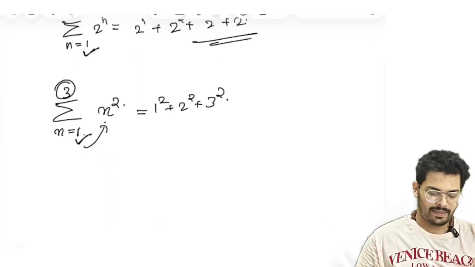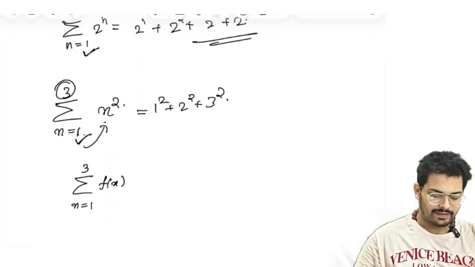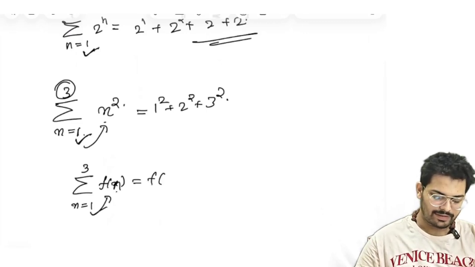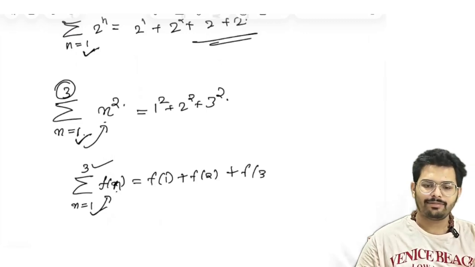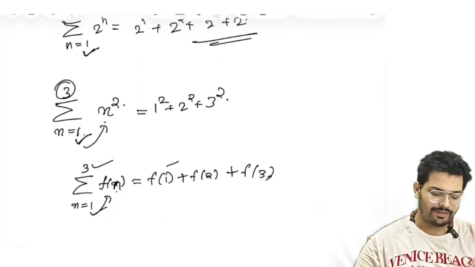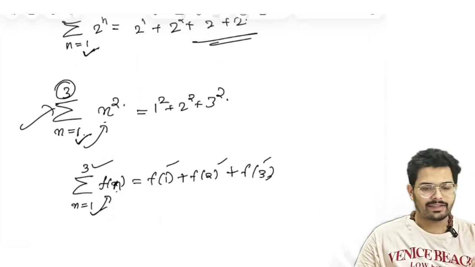Or sigma where n varies from 1 to 3, f of n. The logic is you need to put n into f of n, starting from f of 1, plus again the next value will be f of 2, and again the next value will be f of 3. We will simply add the terms, increase the value of n, and keep on summing. That's why sigma means summation.